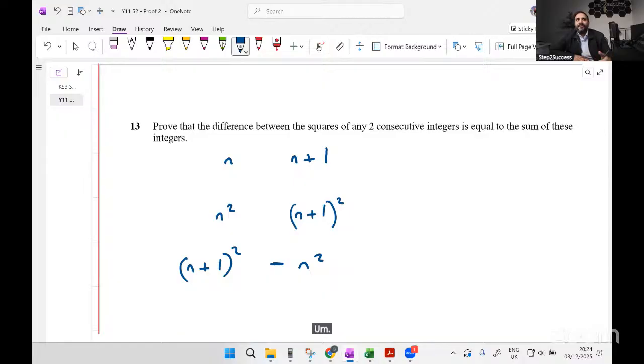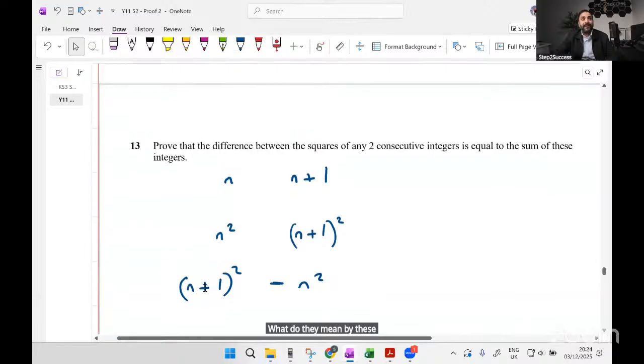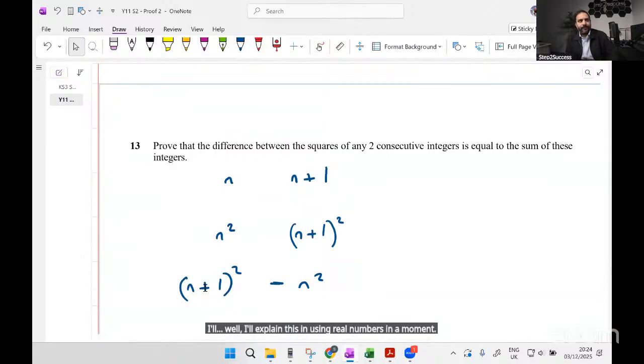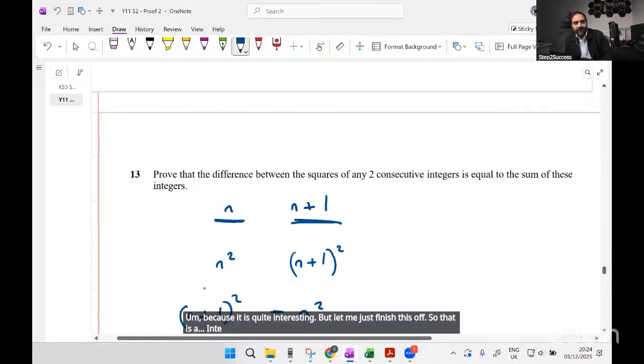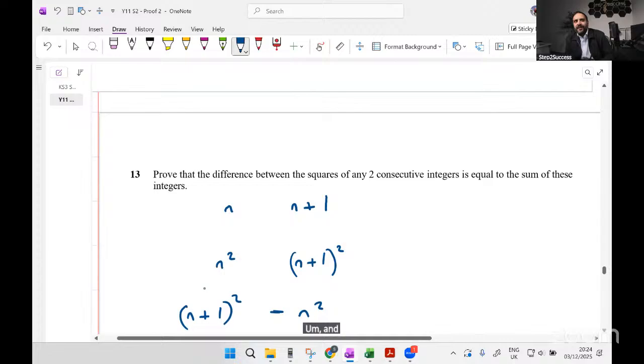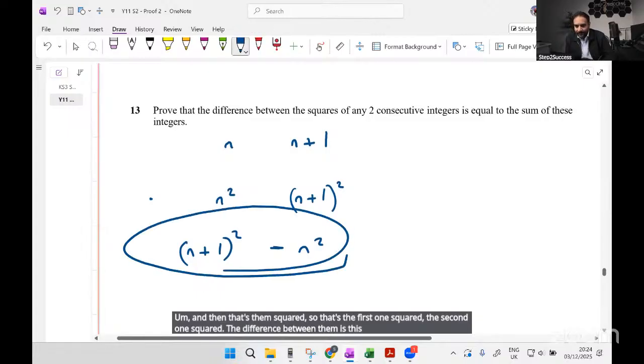That's the difference between the squares of two consecutive integers. Let's work out what happens here if I do this. I'll explain this using real numbers in a moment, because it is quite interesting. But let me just finish this off. So that is an integer. That is the number after it. That's consecutive. And then that's them squared. So that's the first one squared, the second one squared. The difference between them is this, because you'd minus them, essentially.